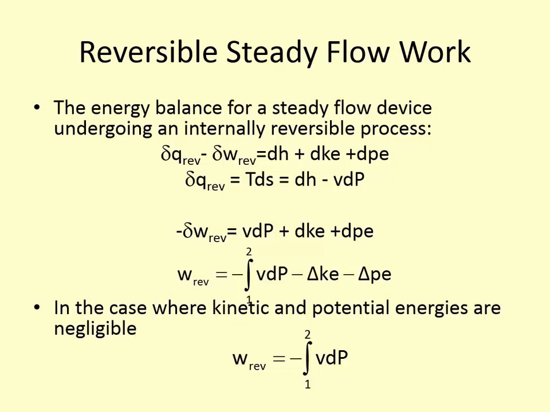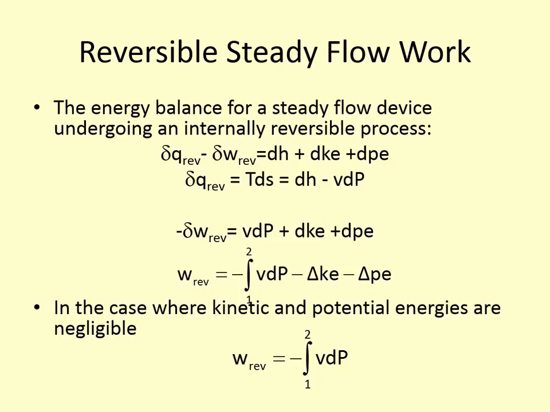So if we look at the steady flow engineering device energy balance, if it's undergoing a reversible, internally reversible process, we have it in terms of partial derivatives on Q and work. So net Q in minus net work out is equal to dH plus dKE plus dPE. Okay, now we remember that this δQ reversible, we defined it as equal to T dS, which was also found to be equal to dH minus V dP via the Gibbs equation, Gibbs second equation.